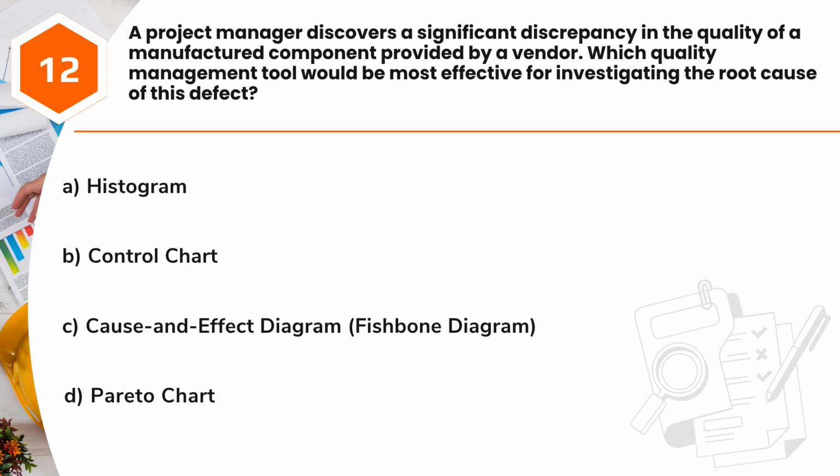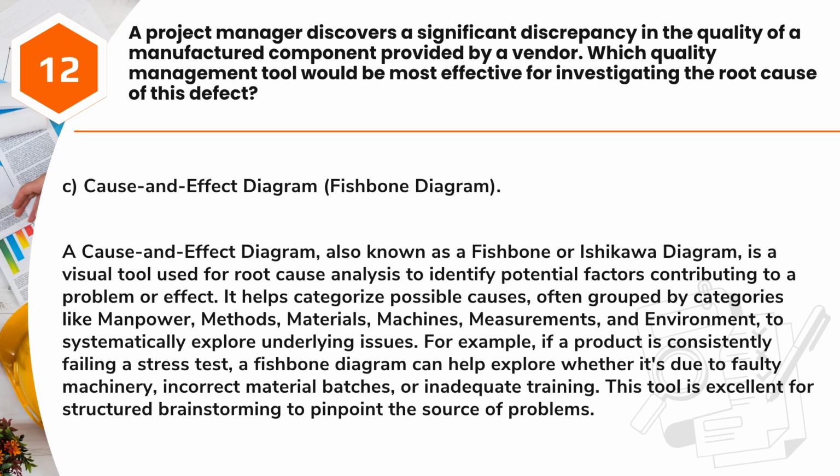Question 12. A project manager discovers a significant discrepancy in the quality of a manufactured component provided by a vendor. Which quality management tool would be most effective for investigating the root cause of this defect? A. Histogram. B. Control chart. C. Cause and effect diagram, fishbone diagram. D. Pareto chart. Answer: C. Cause and effect diagram, fishbone diagram.